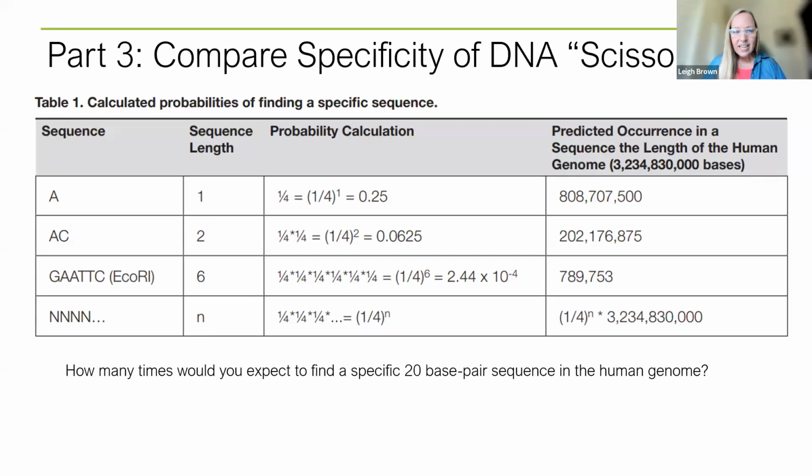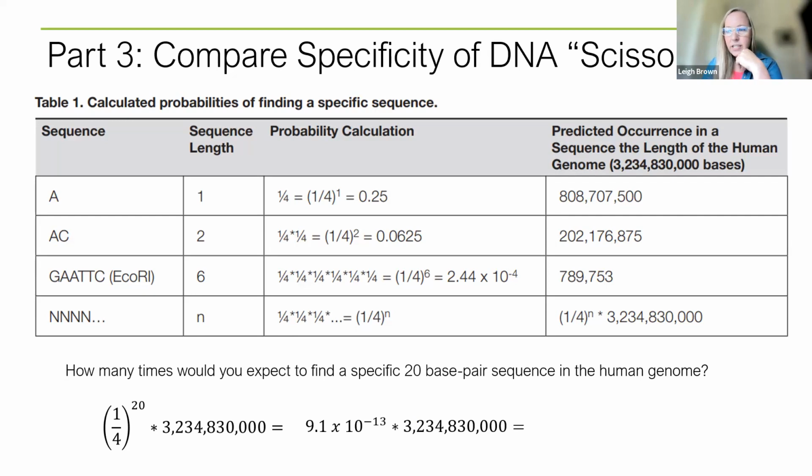So the general formula here is, however many nucleotides are in your sequence, that's n, you take 1/4 to the nth power. Okay. And then you multiply that times the length of the genome. Okay. And let's just do this for the guide RNA. So this is one of the questions in this section. It walks them through several others, but this is one of the big ones: how many times would you expect a 20 nucleotide sequence to occur in the genome? Okay, so we have 1/4 to the 20th, right? Because there's 20 nucleotides in that guiding region, multiplied by the length of the human genome. And that gives us 9.1 times 10 to the -13th times 3.2 billion. And that gives us 2.9 times 10 to the -3.